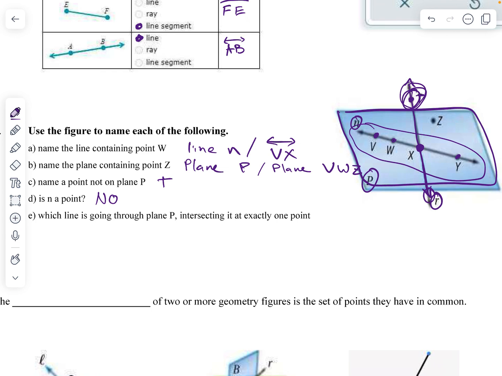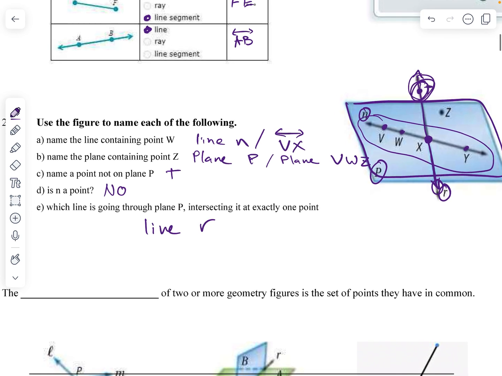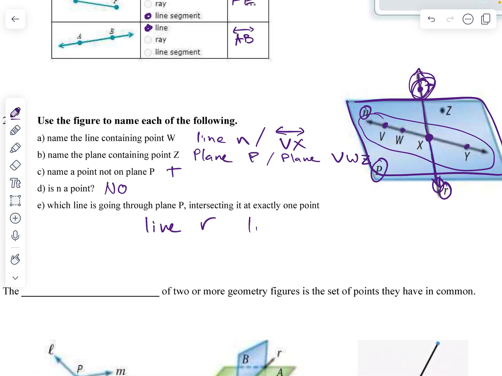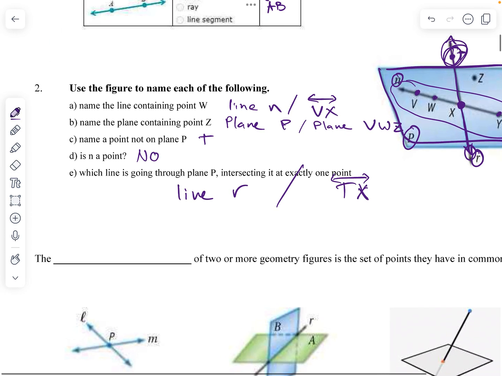And then for the last one, it says which line is going through the plane. We already talked about that in depth. That would be, let me erase that quick, line R is going through the plane. You could also call that line, what was that letter up there? TX, I believe. Make sure those are capitalized, and throw a line on top. I actually didn't even need to write the word line in front because we put a line on top of it. So that's what I would do for those two.